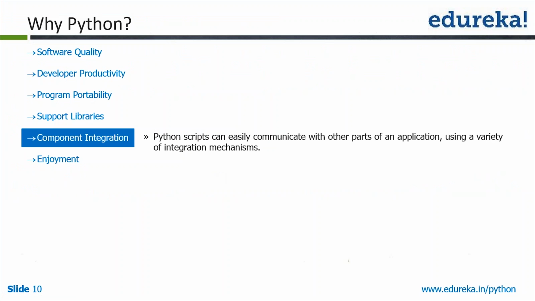Now coming to component integration, Python also has the capability to talk with other applications using a variety of integration mechanisms. Some of you may be familiar with Python libraries for getting the code read by barcode scanners or image detectors. And we use libraries called COM and DCOM. Similarly, Python also has similar libraries to support functionalities like COM and DCOM.